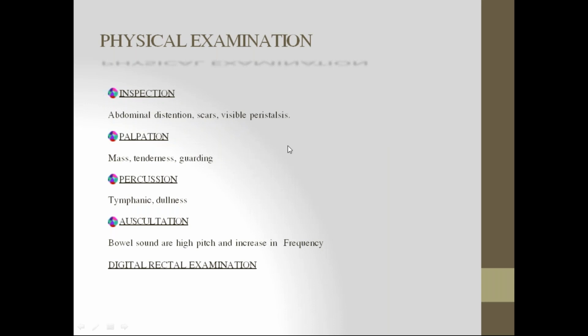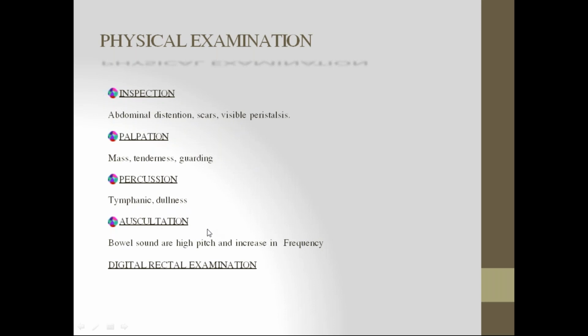You should assess for visible peristalsis, stepladder type. In palpation, a mass can be palpated either in case of inguinal hernia or malignancy. Tenderness, guarding, or rigidity will be there. In percussion, because of the gaseous distension, there will be a tympanic note and dullness.